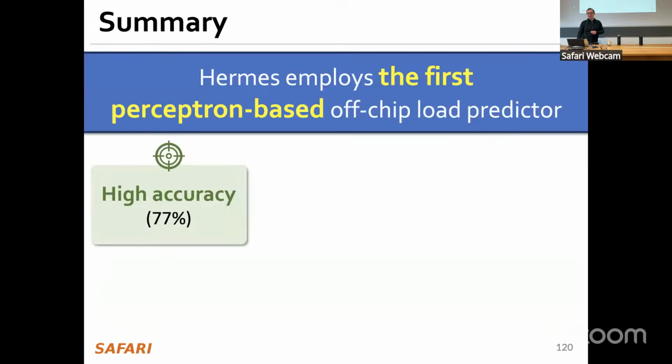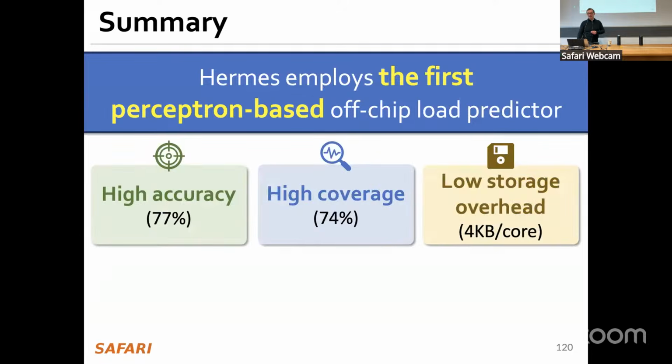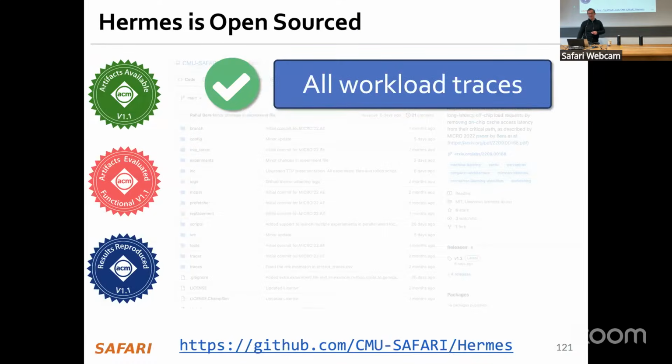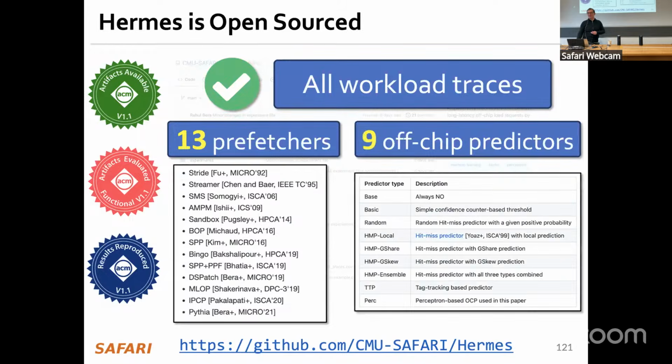So this is the first perceptron-based predictor. It gets you high coverage, high accuracy, and low storage overhead. This is also open source, and you can find a lot of things that Rahul released. Did a lot of these go into the championship prediction? Or no? A lot of it? Okay. So you can actually test a lot of different prefetchers that people have developed over many years, including the stride prefetcher that I flashed at you, like Chen and Baer, for example, and then many other things.